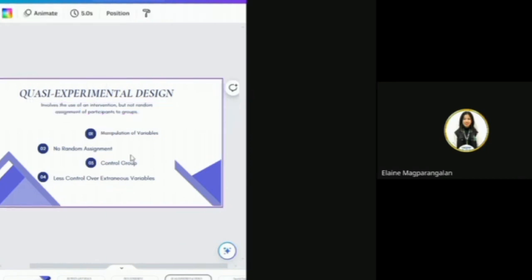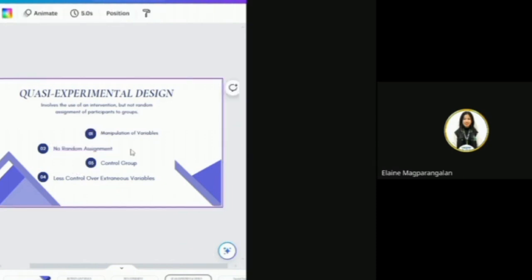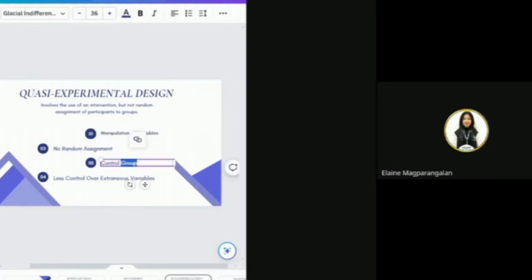Now we have its key features here. First, we have manipulation of variables, but no random assignment. Again, no random assignment is included in the quasi-experimental design because we don't have the control assignment. Now we have the control group. The fourth one is less control over extraneous variables.